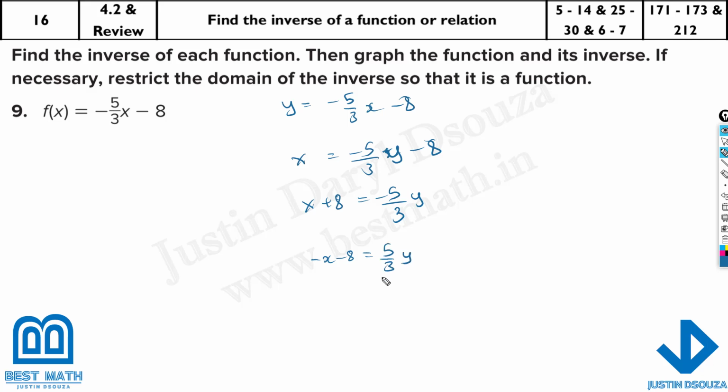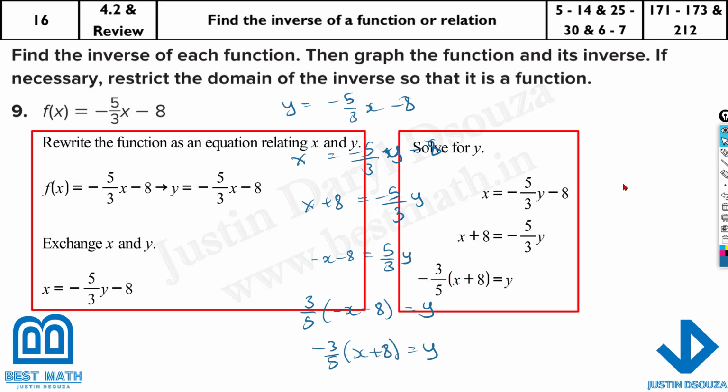That's positive y. Now move the 3 to the other side and 5 to the other side. It'll be 3 by 5 times minus x minus 8 is equal to y. You can take the minus outside, so it'll be minus 3/5 of x plus 8, that is equal to y. It depends on your options. Let's see which option is given over here, the answer.